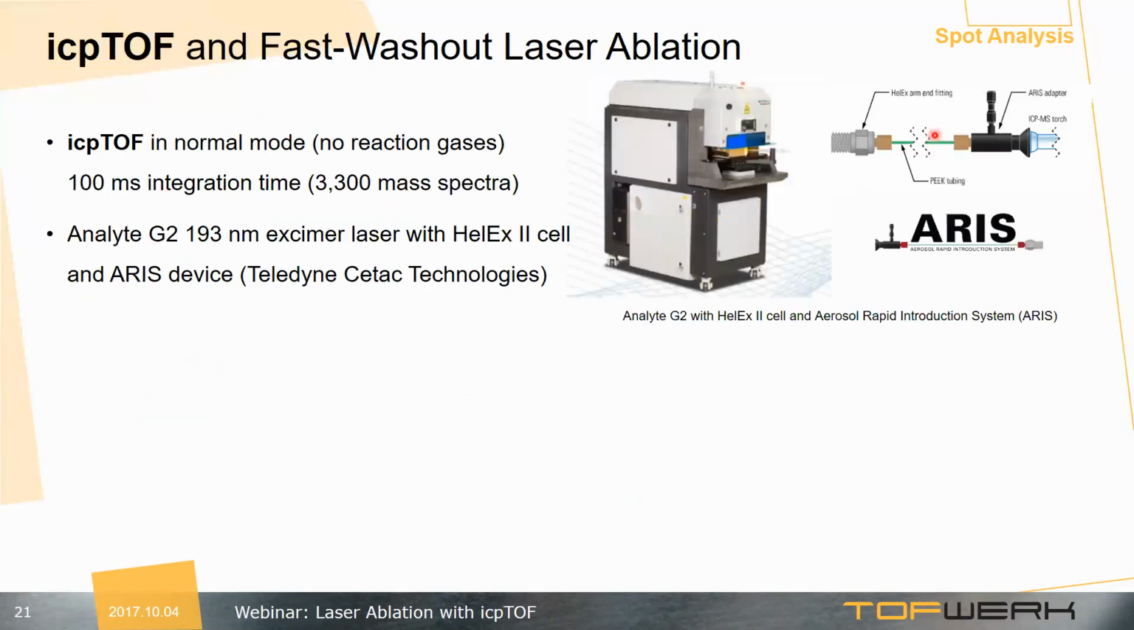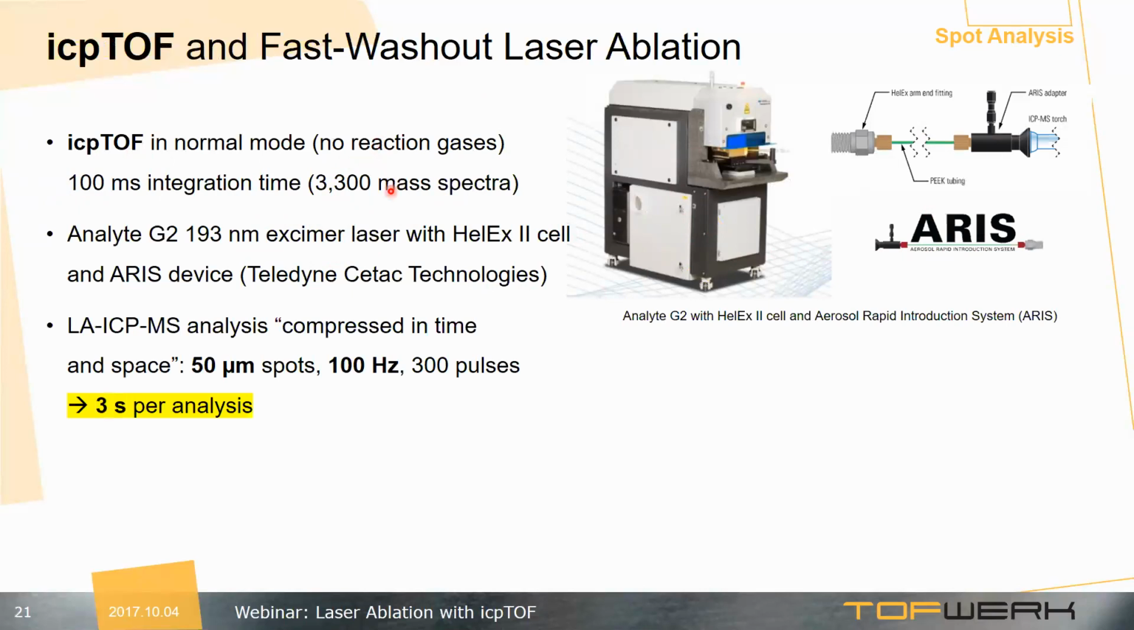So our objective was to test if we can speed this up with the icpTOF and these fast washout laser ablation cells. Again, we used the Analyte G2 in combination with the ARIS device. We set the icpTOF to continuous acquisition mode, so there was no triggering, and we also set it to 100 millisecond integration time. That means that 3,300 complete spectra are averaged into one.